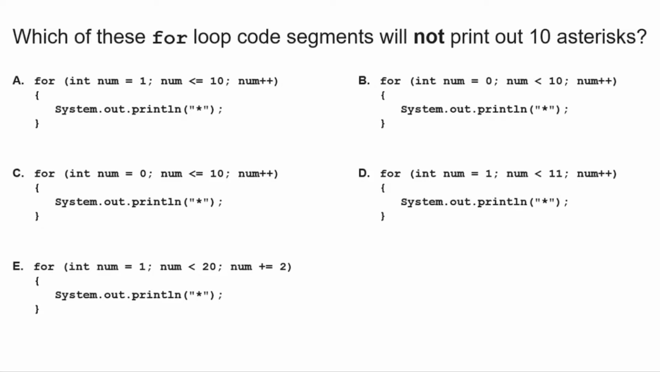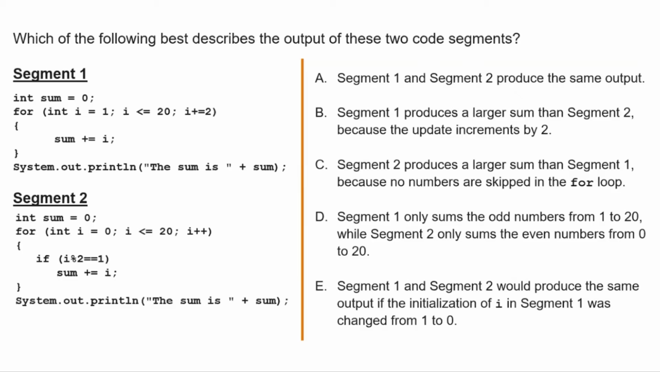Try this exercise out. Which of these for loop code segments will not print out 10 asterisks? Here's another exercise. Which of the following best describes the output of these two code segments? In both of these cases, you are counting odd numbers up till 20.